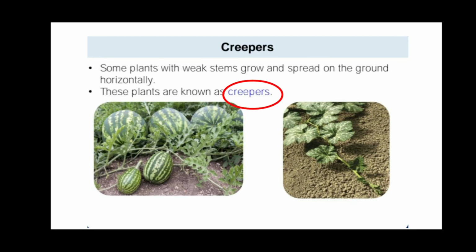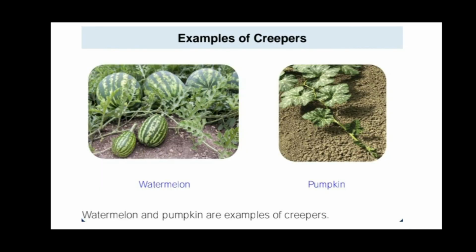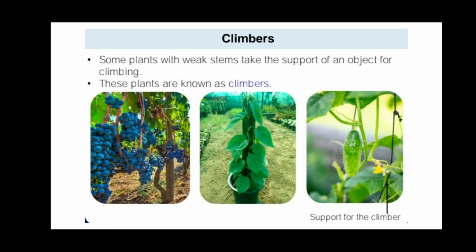So, can you identify the images I have put here? I have put here the watermelon and on the right hand side the pumpkin. So, watermelon and pumpkin are the examples of the creepers. Now, we will move on to the next type, climbers.